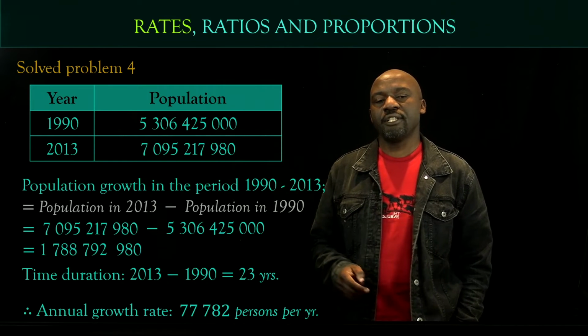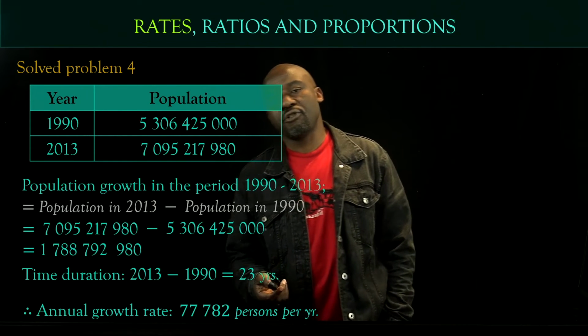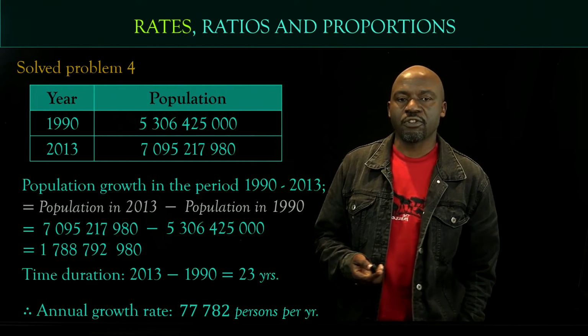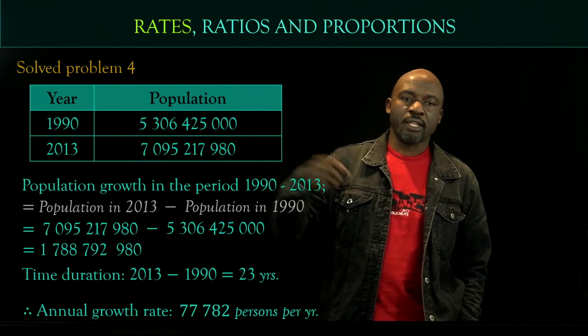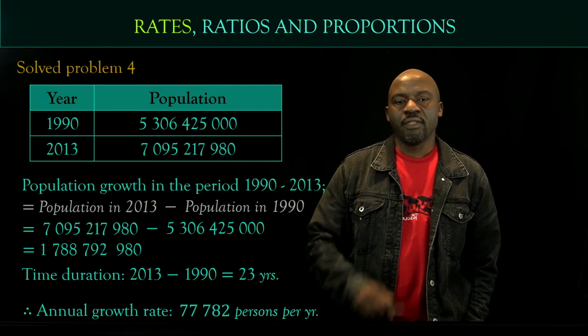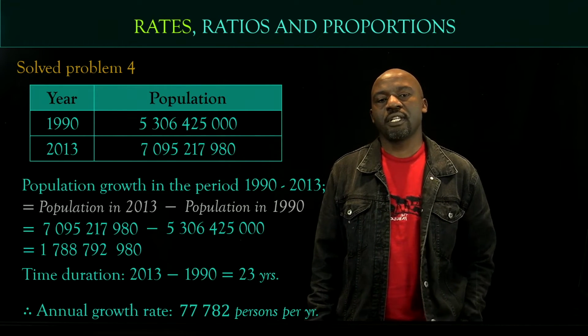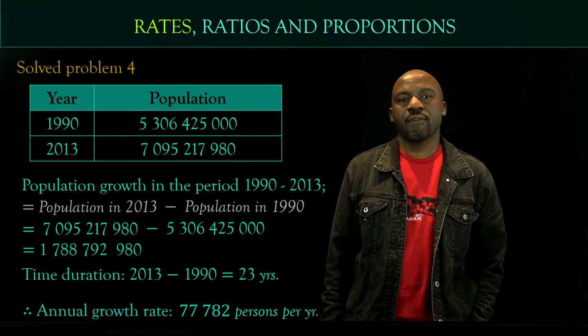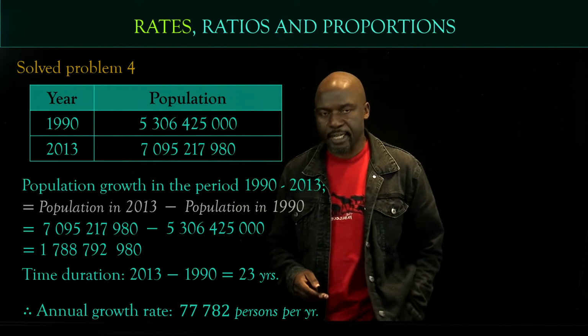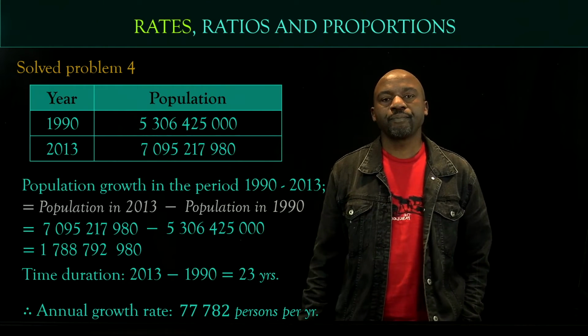Okay? In reality, of course, the population does not increase or decrease at a constant rate. All right? One year is less, the next year is slightly more, and the number increases. In the future, we are going to look at more sophisticated ways of getting the population growth rate. But for now, this is sufficient to explain what we are discussing here as rate.